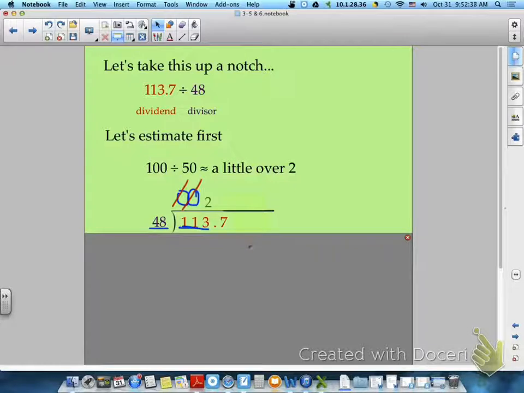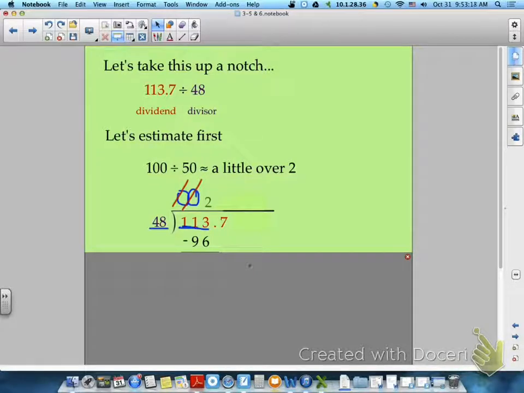All right. So what is 2 times 48? 96, because 50 times 2 is 100, and that minus 4 will give you 96. And if I take away 96 from 113, what should I get? There's 13 here, 4 here, altogether you get 17. 17.